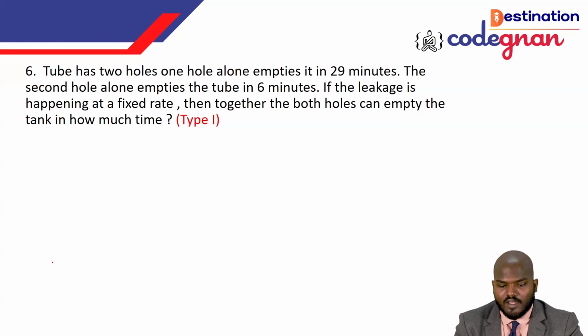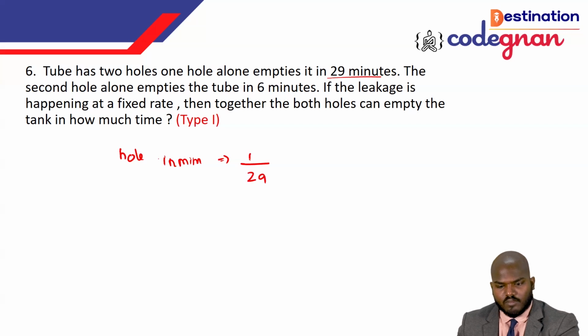The same thing: a hole is leaking, one hole empties all the air in 29 minutes, and the second hole empties the tube in 16 minutes. If the leakage is happening at a fixed rate, then together, how much time will both holes take to empty the tank? That is what they are asking. So guys, there is hole one. Everything is mentioned in minutes, so I can call it the work done in 1 minute, which is 1 by 29.